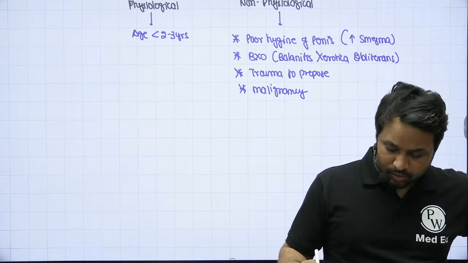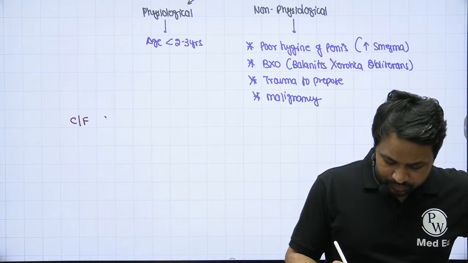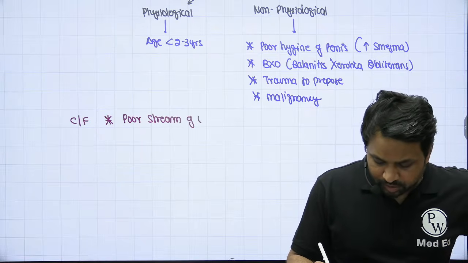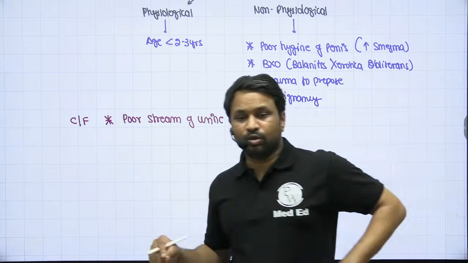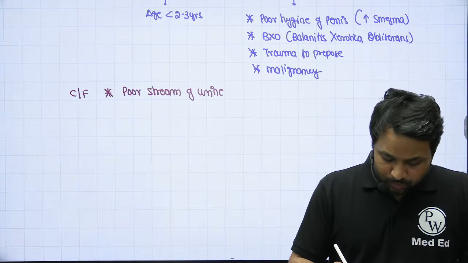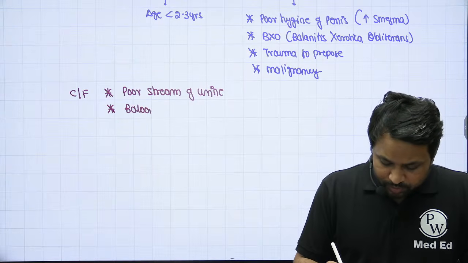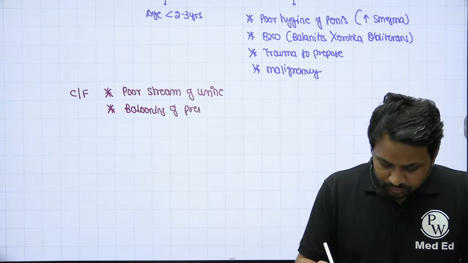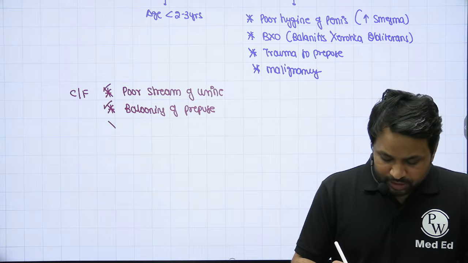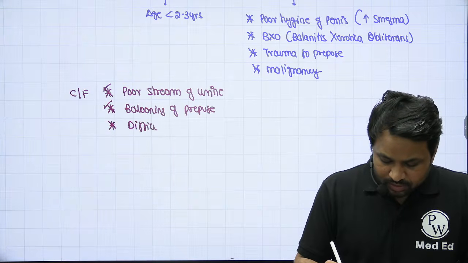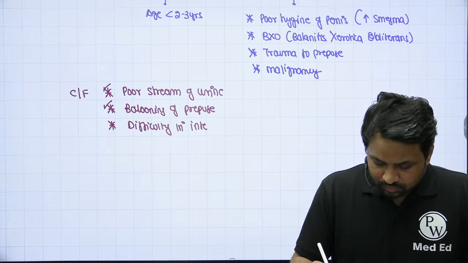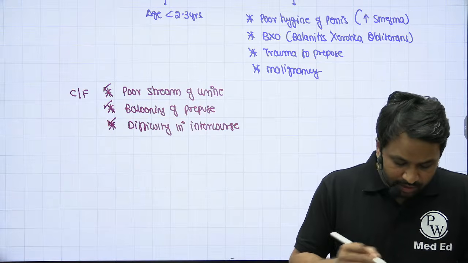Now, how do they present to you? Clinical features. Number one, there will be presence of poor stream of urine, because it is blocking the urethral opening, and that blockage will not allow the urine to pass freely. Along with poor stream of urine, there will be ballooning of the prepuce. In adults, there will be difficulty in intercourse.